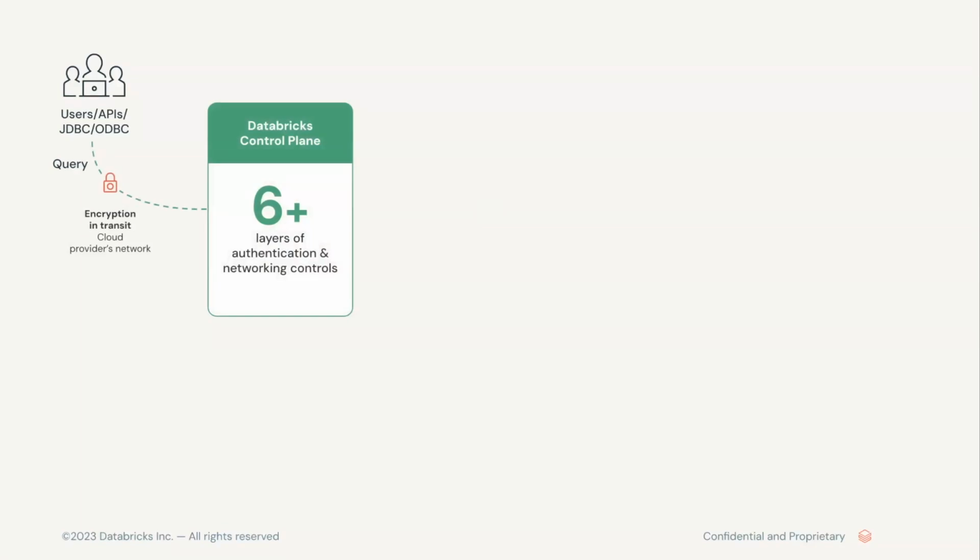This query is encrypted in transit as it makes its way to the control plane, being the multi-tenant service that Databricks runs. Across query creation and before it makes its way to a compute service, the query is protected by over 6 layers of authentication and networking controls that protect the command itself from malicious actors. Once we've gone through the end-to-end pathway of the query, we'll call out the various controls you benefit from at every single stage of the process.